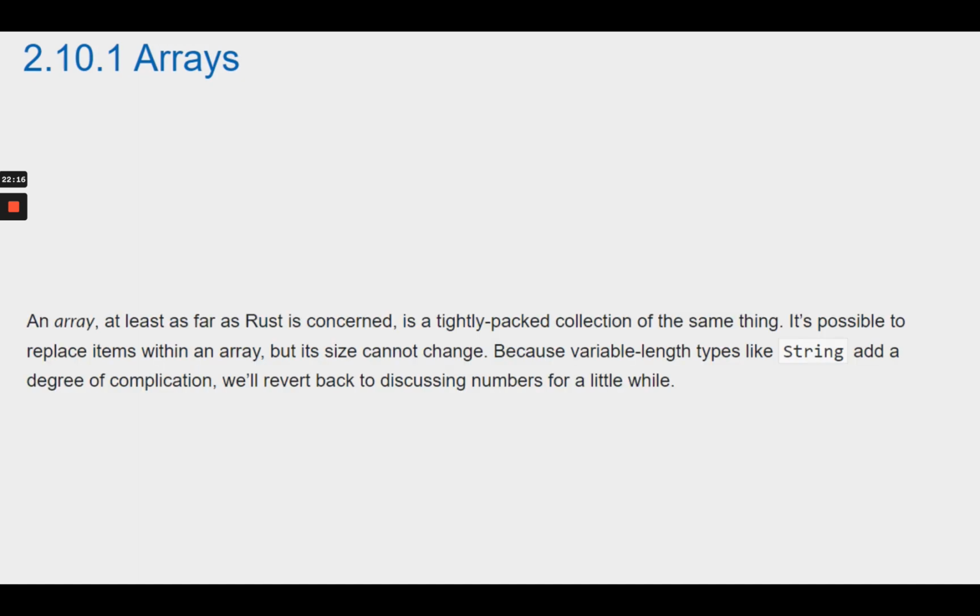Section 2.10.1. Arrays. An array, at least as far as Rust is concerned, is a tightly packed collection of the same thing. It's possible to replace items within an array, but its size cannot change. Because variable length types like string add a degree of complication, we'll revert back to discussing numbers for a little while.